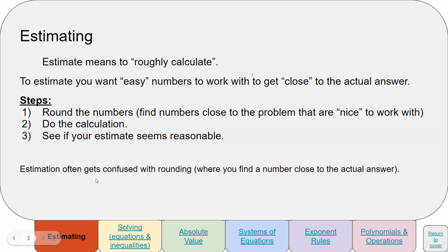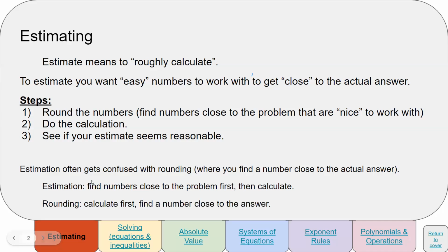Estimation often gets confused with rounding, and rounding is where you find a number close to the actual answer as well. But you're doing it a different way, with just a change of order. So with estimating, you're finding numbers close to the problem first, and then you're calculating. With rounding, you're calculating first. So you're working with those ugly numbers if you need to, and then you're finding a number close to the answer. Estimation should be fast and quick and easy, and it shouldn't take a lot of work. You shouldn't need a calculator at all for estimating because you're doing it in your head with numbers you like to work with.